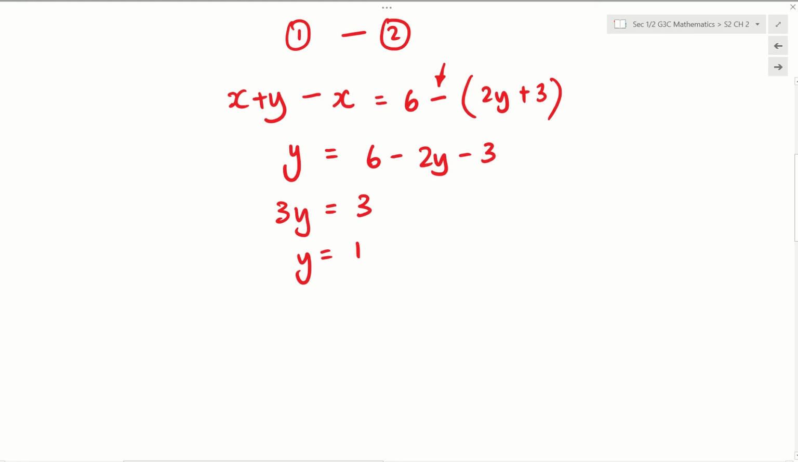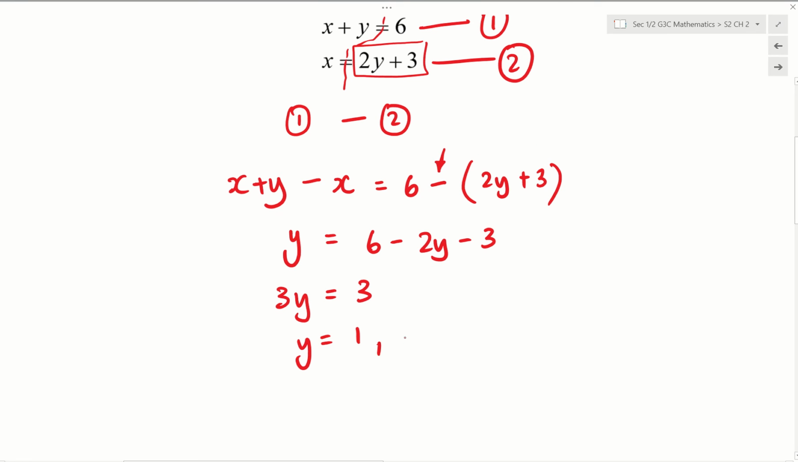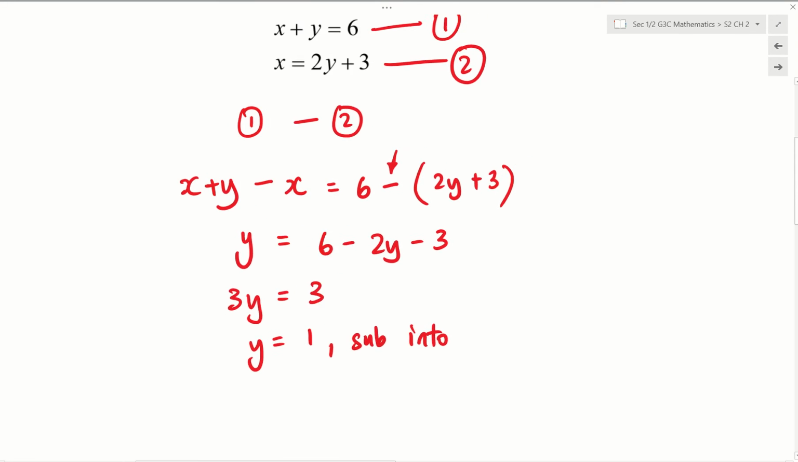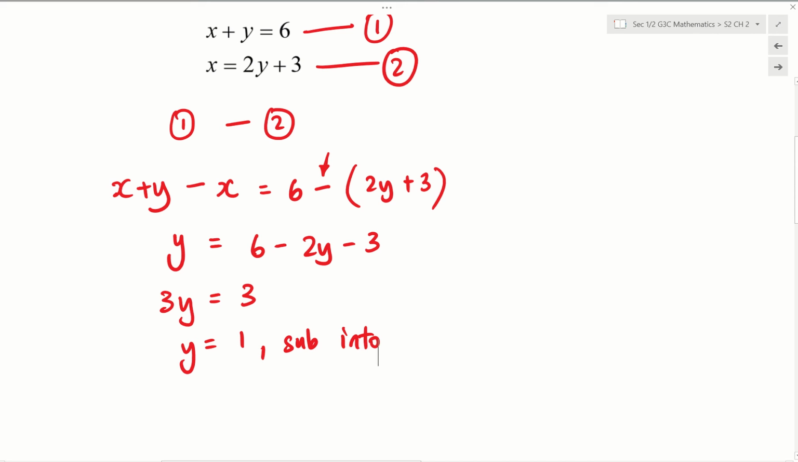Now from here, we're going to substitute into either equation 1 or equation 2. Your choice, but one is easier than the other, just like our case in substitution. Look carefully. Both will give you the same result. I think we should substitute into equation number 2, because equation 2 already has x as the subject. So 2 times y, which is 1, plus 3. And that gives us 5.